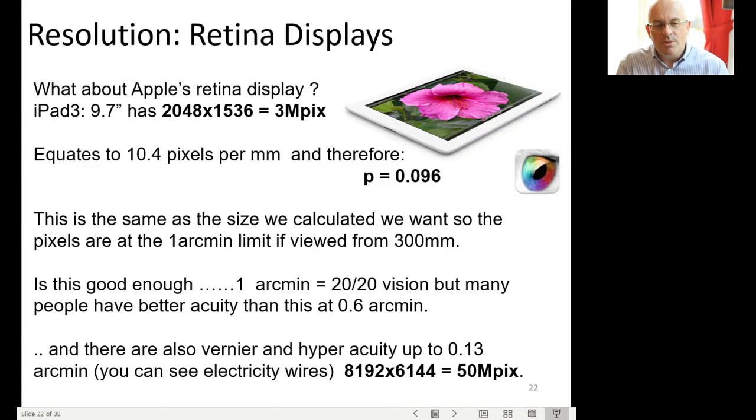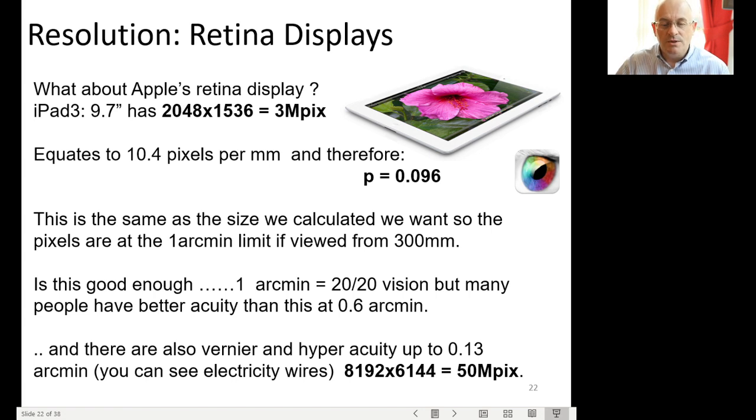We can ask a question about Apple's claims on their Retina displays. These change all the time, but on this one, which was the iPad 3, it had 2048 by 1536 pixels, and it had a pixel size of 0.096 millimeters. This is almost at that 1/60th of a degree 1 arc minute resolution. So is that good? Well, 1 arc minute is what's called 20/20 vision.